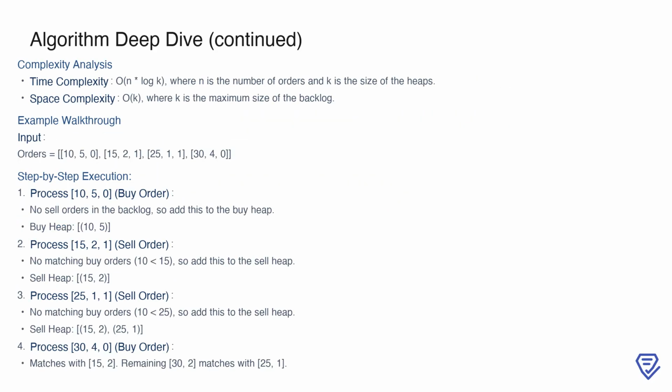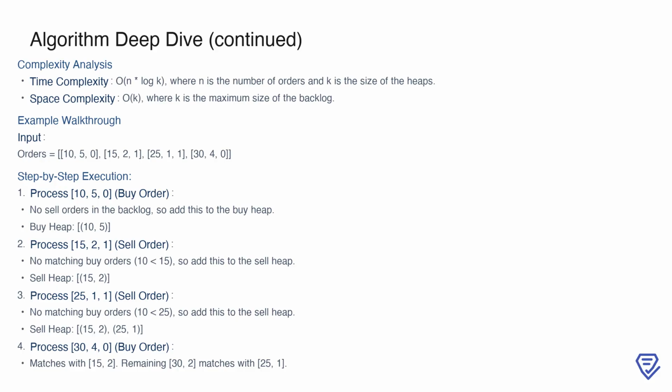Now, let's analyze the complexity of this algorithm. The time complexity is O(n log k), where n is the number of orders and k is the maximum size of the heaps. This comes from the fact that for each order, heap operations like insertion and removal take O(log k) time. The space complexity is O(k), which accounts for the memory used by the heaps.